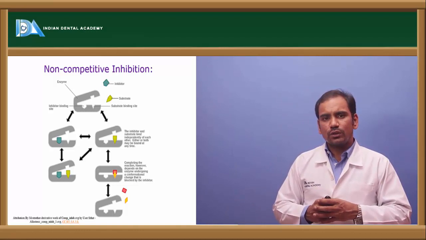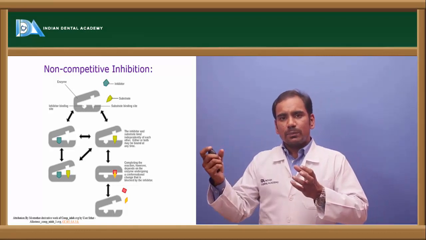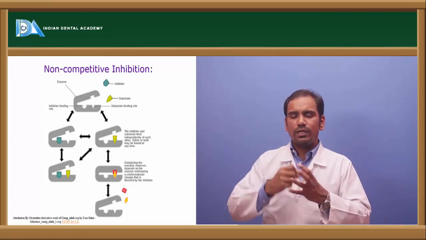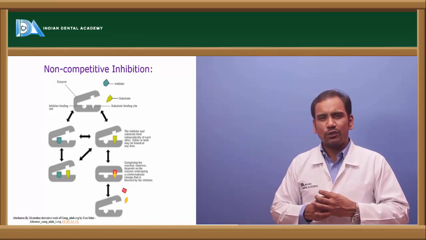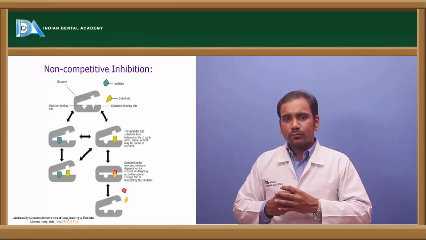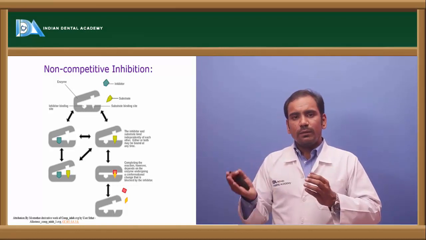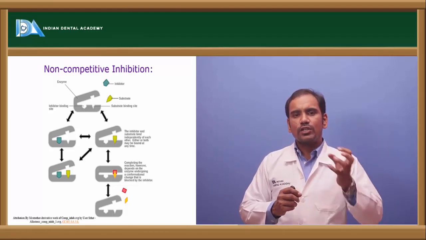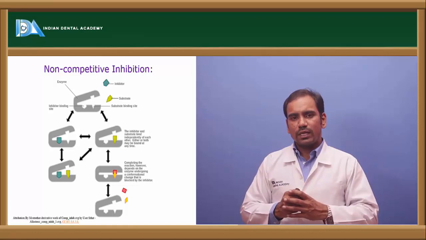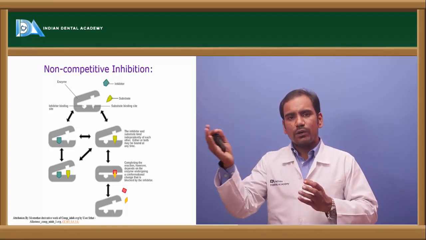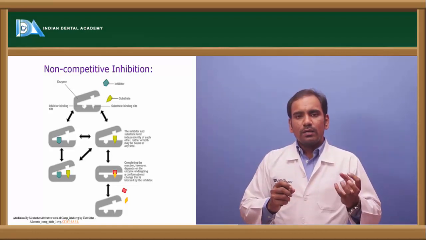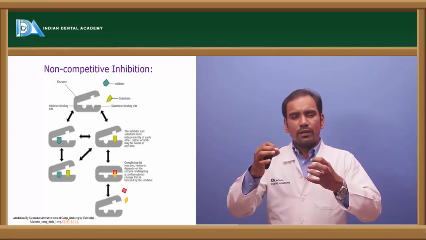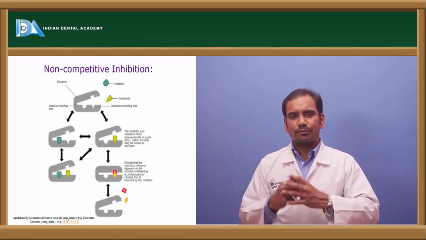In competitive inhibition, we have seen that the substrate and the inhibitor compete for the same site, the active site of the enzyme. But in non-competitive inhibition, the inhibitor won't affect the binding of substrate to the active site of the enzyme. The inhibitor binds to the enzyme at a site other than the active site, and it won't affect the binding of the substrate. So in non-competitive inhibition, both inhibitor and substrate bind to the enzyme at different sites.